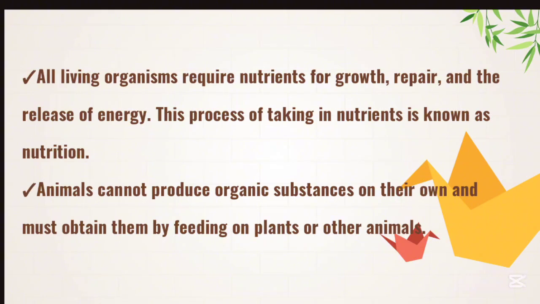All living organisms require nutrients for growth, repair and release of energy. This process of taking in nutrients is known as nutrition. So animals cannot produce organic substances on their own. Therefore, animals are known as heterotrophs. Animals must obtain them by feeding on plants or other organisms.